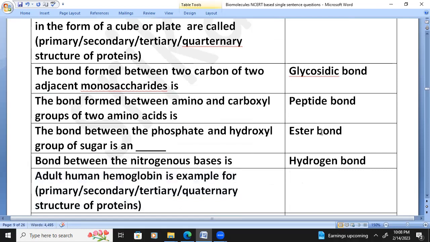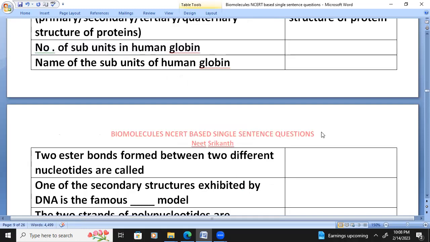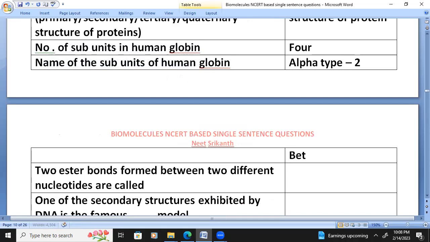Adult human hemoglobin is an example of quaternary structure of protein. Number of subunits in human globin: 4. Name the subunits of human globin: alpha type, 2 chains are present, and beta type, 2 chains. The two ester bonds formed between two different nucleotides are called the phosphodiester bond.